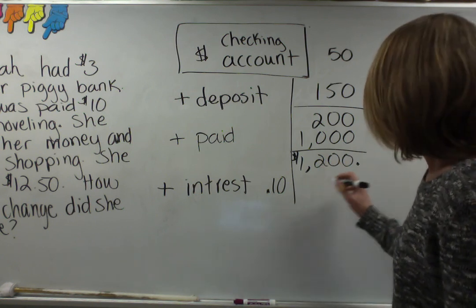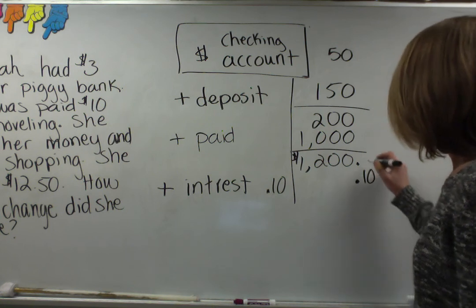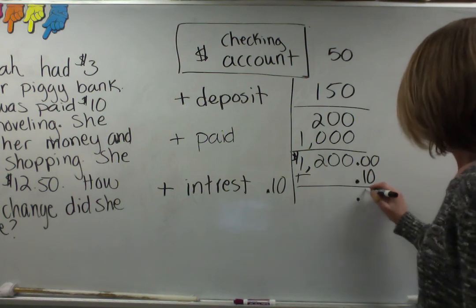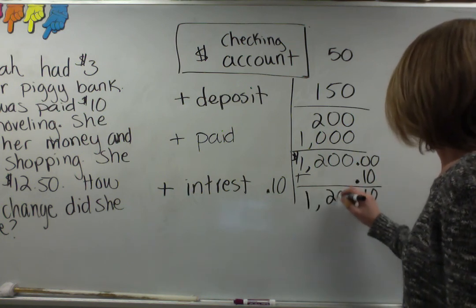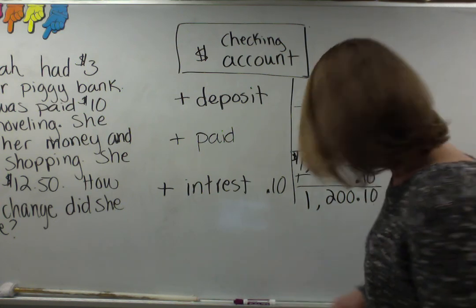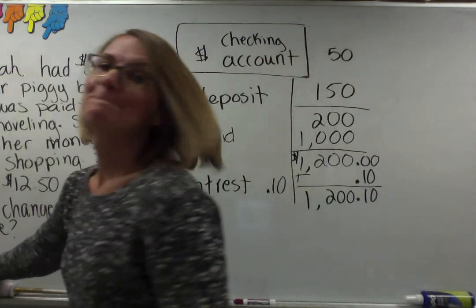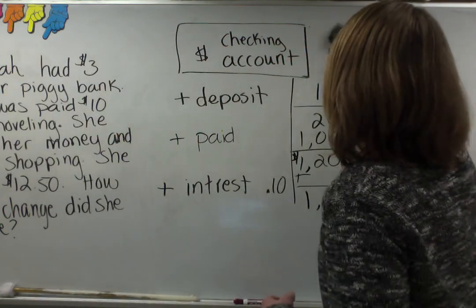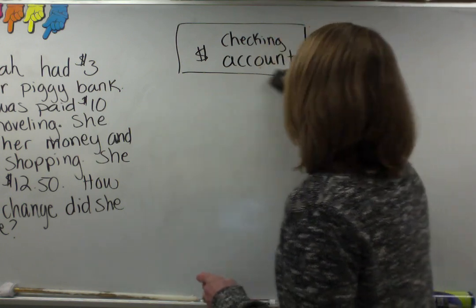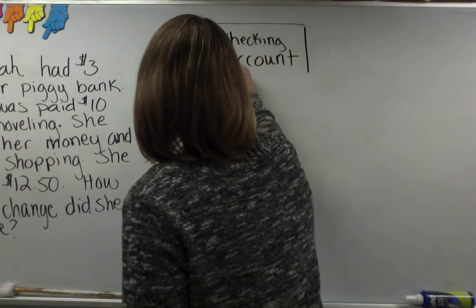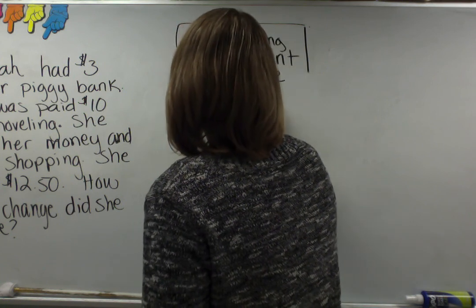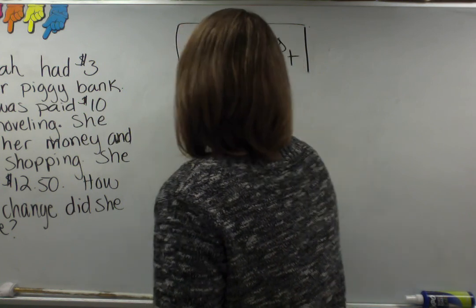Then I can go ahead and add in my 10 cents, okay? I can put zeros above it, and then I can add it together, and when I do that, I'm gonna get $1,200.10. So $1,200.10 is what I call my balance. My balance is how much money is in my checking account, okay? So my checking account balance is $1,200.10, okay?